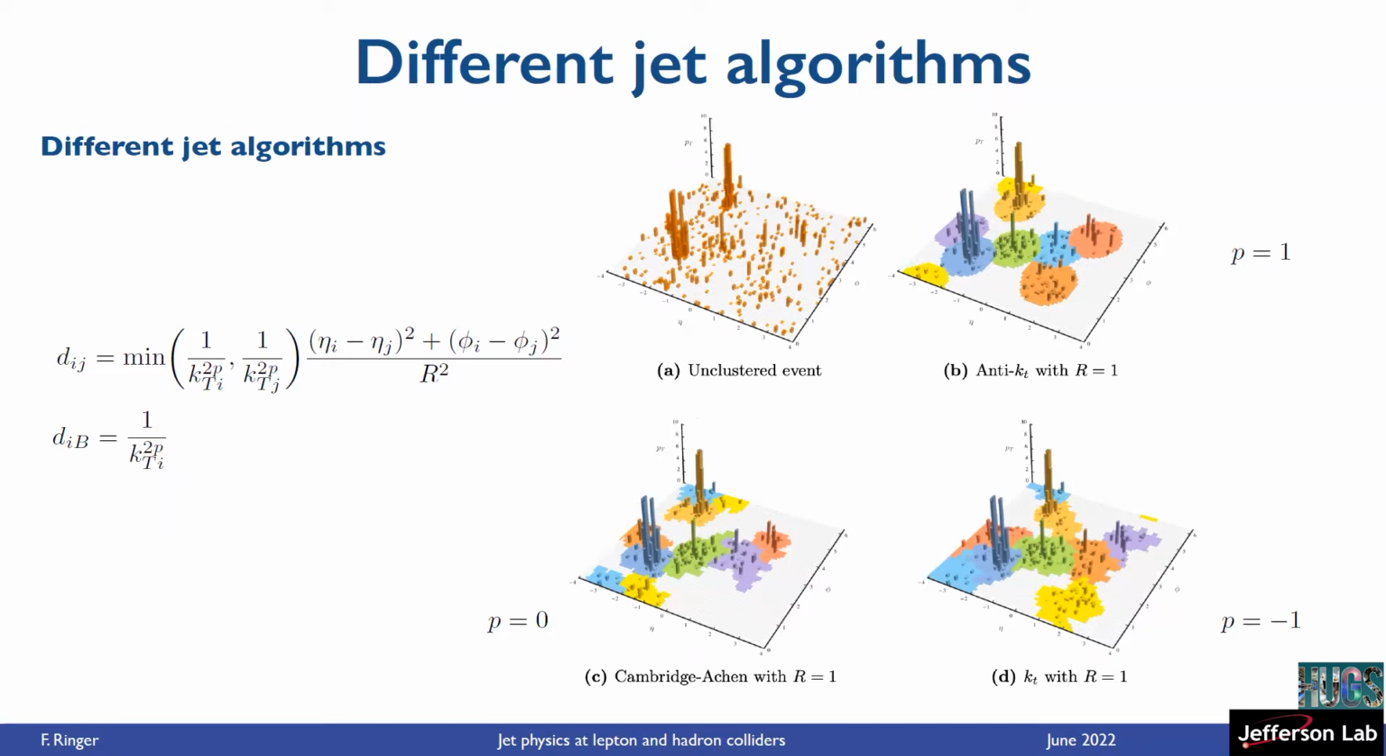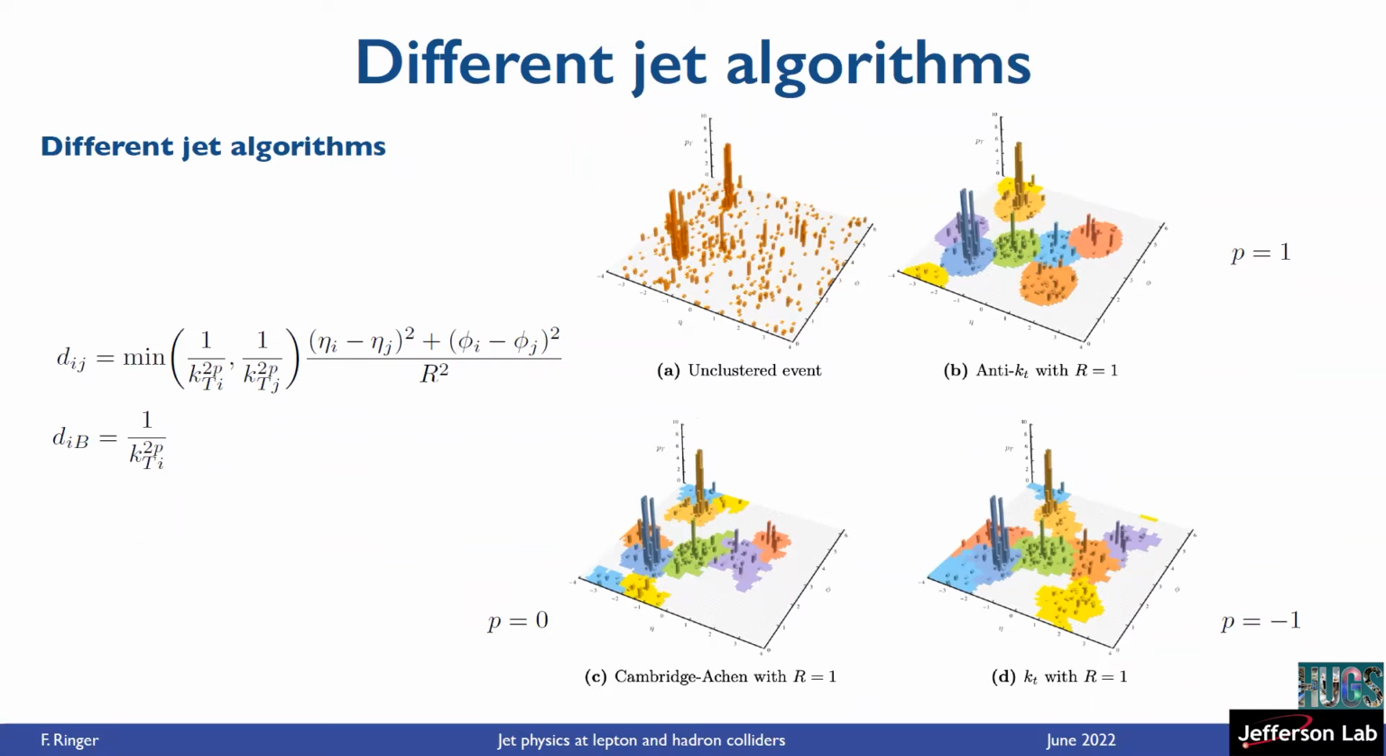There's an additional parameter introduced in this distance metric, which is this parameter p. It appears both in the pairwise distance between 2 particles and in the beam distance, as an additional exponent p. If we set p equals 1, we end up with the anti-kT algorithm, as before. If we choose p equals -1, then the momentum goes into the numerator, it's kT squared. That's the kT algorithm that we saw in the one-dimensional example down here.